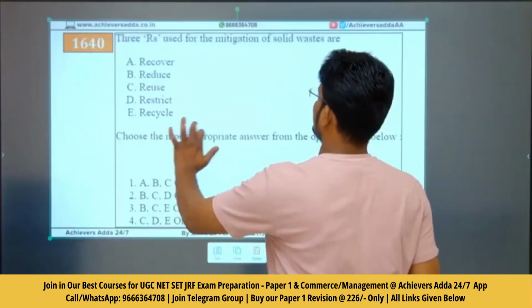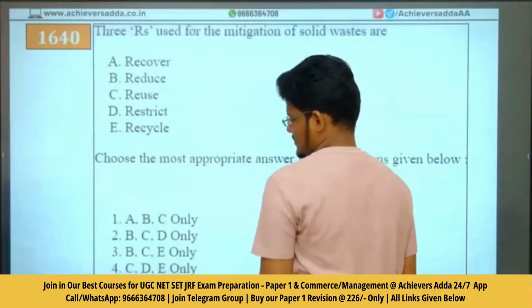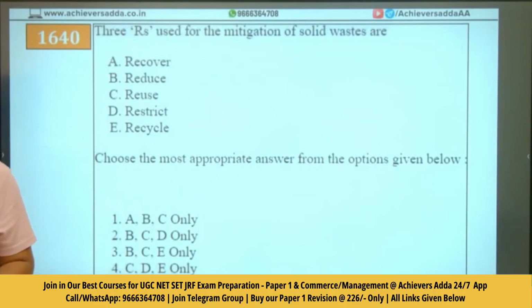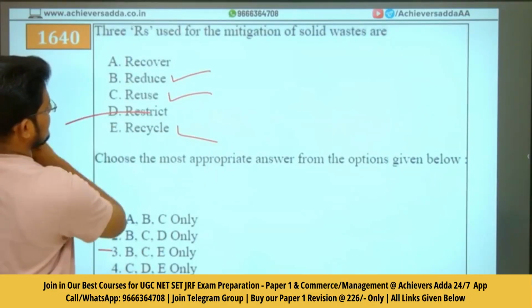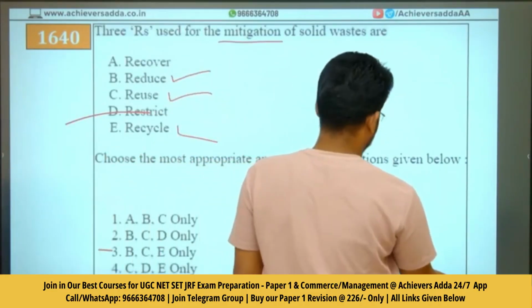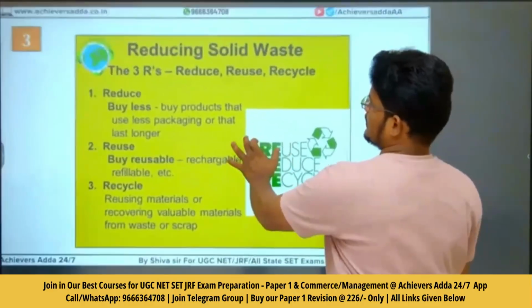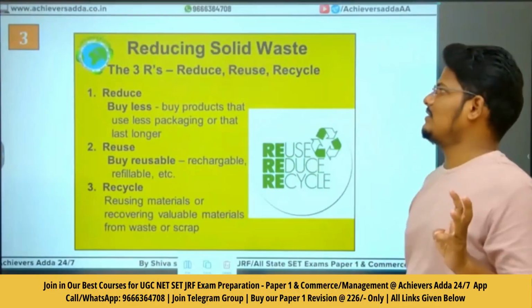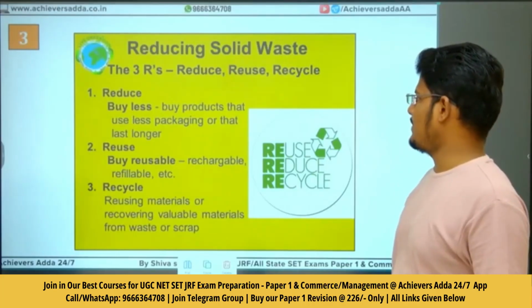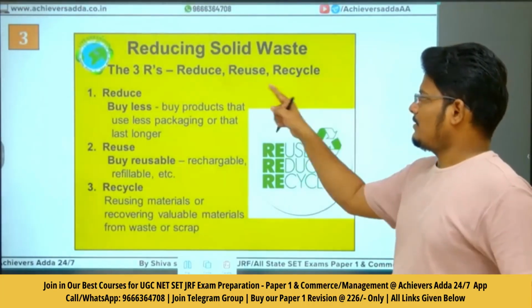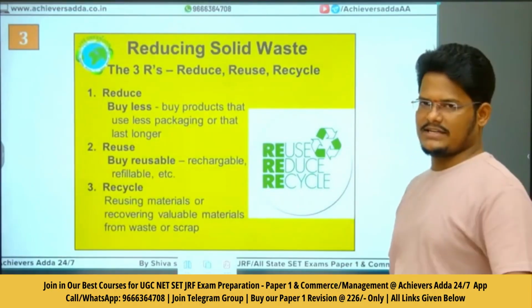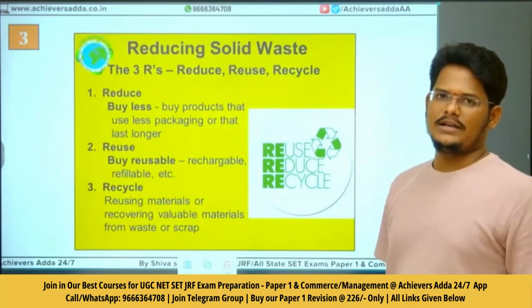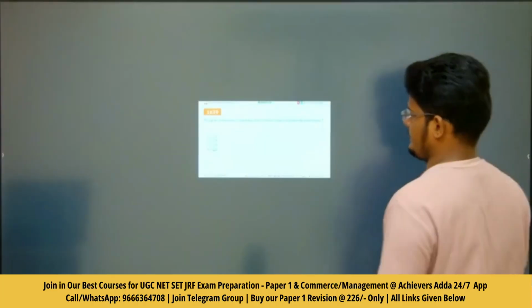3 R's are used for mitigation of solid waste. Answer is 3: Reduce, reuse, recycle. Restrict and recover is not correct. Mitigation means reduction of the solid waste. There are a total of 3 R's: reduce, reuse, recycle, so that reduction of the solid waste can happen. Reduce means buy fewer products. Reuse means try to reuse as much as possible. Recycle means once usage is completed, try to send it for recycling rather than throwing it in the garbage.